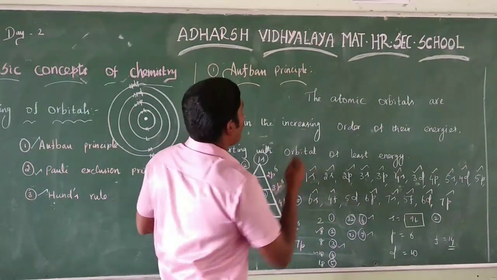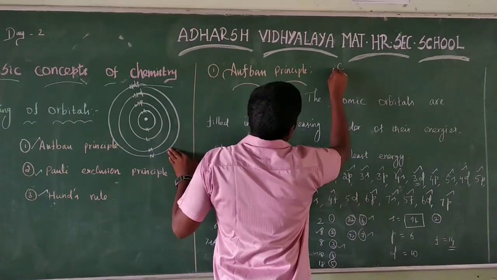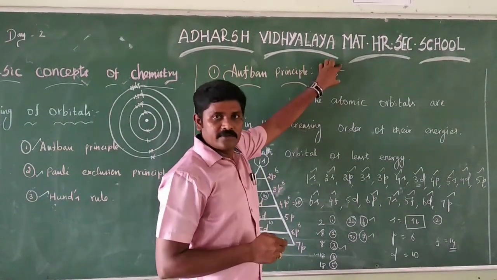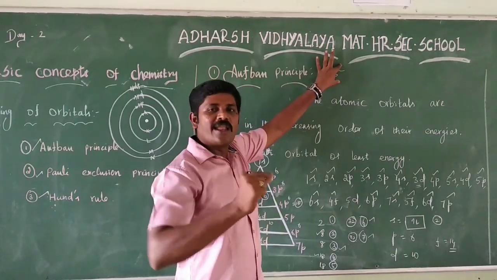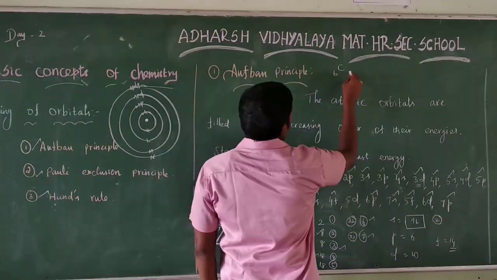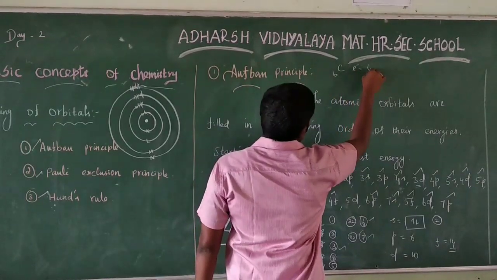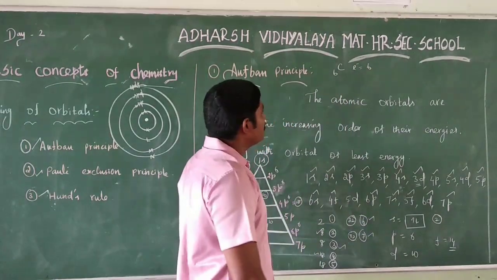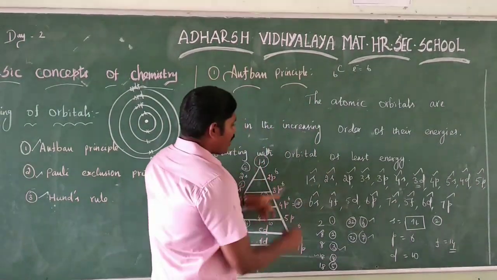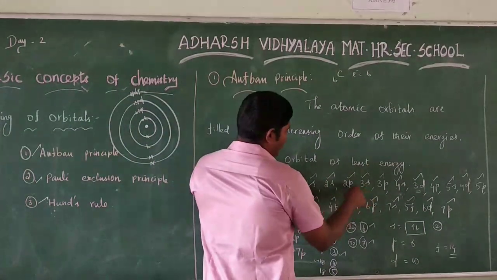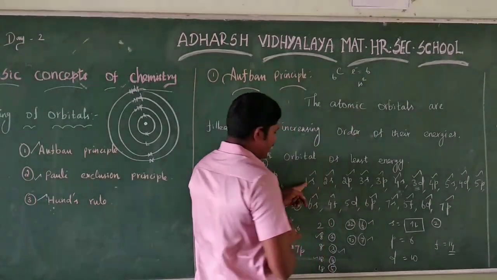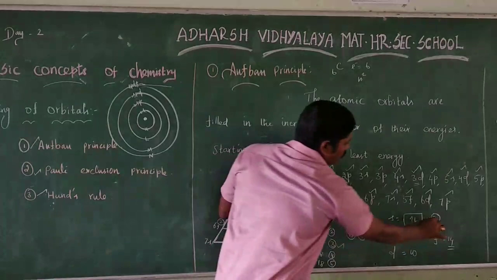For example, carbon, atomic number 6. In a neutral atom of carbon, the number of protons and the number of electrons are equal, so the number of electrons is 6. Now, how do we fill the electrons in the orbitals? Following the increasing order of the orbitals, 1s2: the s orbital has a maximum of 2 electrons.